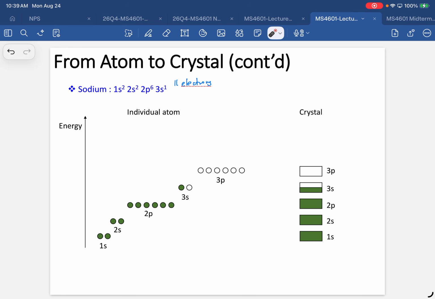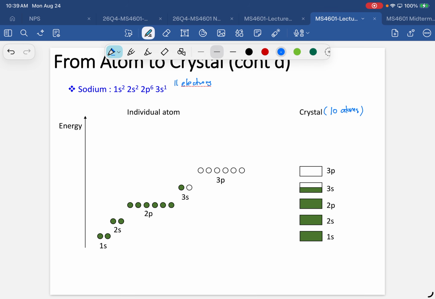But what about crystals now? Again, when we bring many atoms close to each other, this will be splitting, right? And then we are essentially forming the band. For simplicity, let me just assume that this one has 10 atoms. Obviously, a real crystal is going to have millions and billions of atoms, but just for simplicity, let's say this one has 10 atoms.